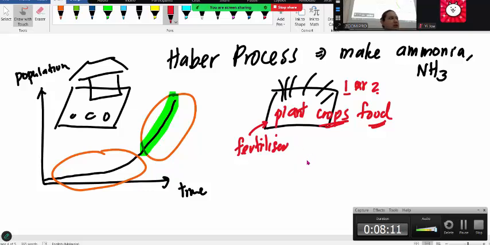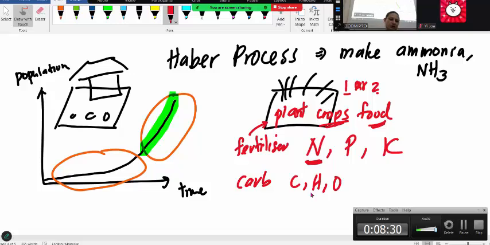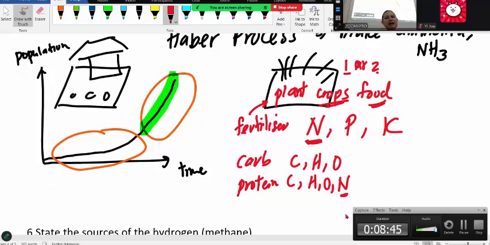The most important nutrients that the plants need are nitrogen, phosphorus, and potassium. Of the three, the one they need the most is nitrogen. Why? I'm sure you learned in bio: carbohydrate is carbon, hydrogen, oxygen, which you can make through photosynthesis. But protein is carbon, hydrogen, oxygen, nitrogen. Where am I supposed to get this nitrogen from? From the soil. But if I have no fertilizer, where am I going to get the nitrogen from?